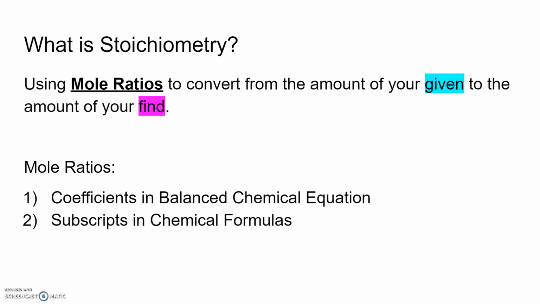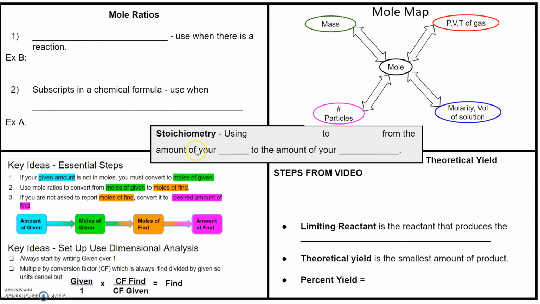So when we talk about mole ratios, there are two types. There are coefficients in balanced chemical equations and subscripts in chemical formulas. We're going to take a moment to look at these mole ratios a little bit more closely and review some examples where we use coefficients and some examples where we use subscripts. Now, we've already seen examples with coefficients before. We haven't yet seen examples with subscripts, so that will be somewhat new. But before we move on, make sure you take a moment to fill in the definition of stoichiometry in that middle box here.